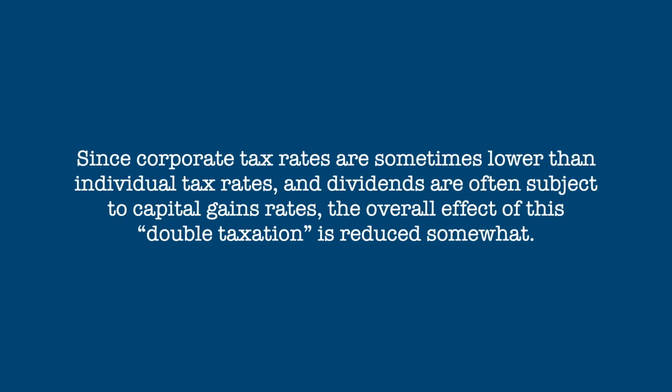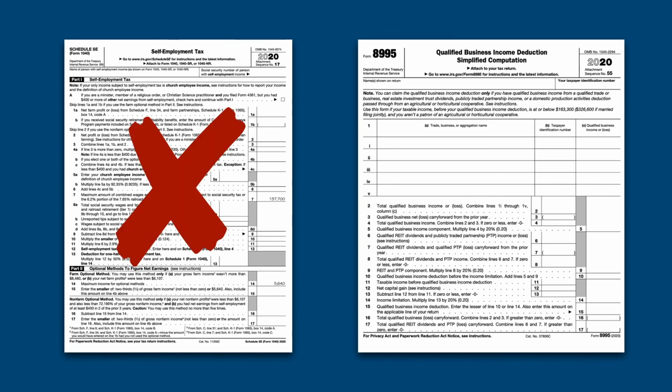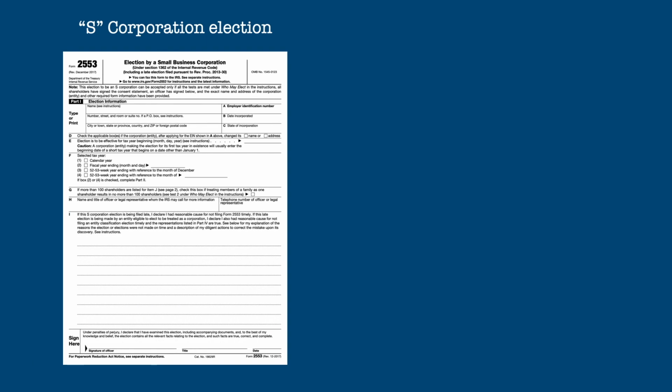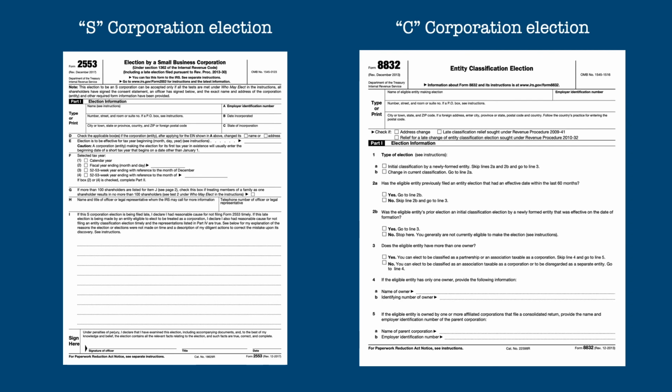But since corporate income tax rates are sometimes lower than individual rates, and most dividends are subject to capital gains rates, the overall effect of this double taxation is reduced somewhat. Any net income that is distributed to taxpayers as dividends is not subject to self-employment tax, nor eligible for a qualified business income deduction. If you have an LLC and would like to have it treated as an S corporation, you need to file Form 2553 to make the election. To have an LLC treated as a C corporation, you would file Form 8832.